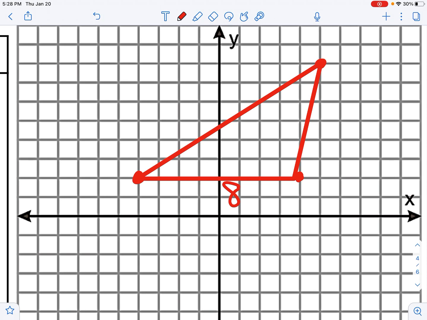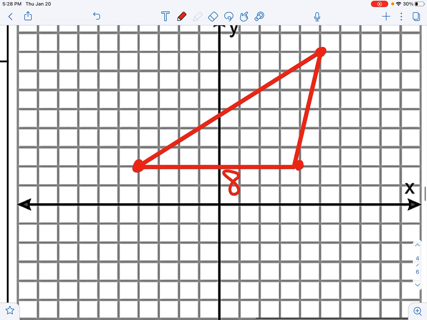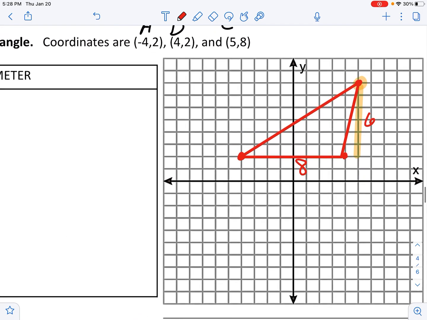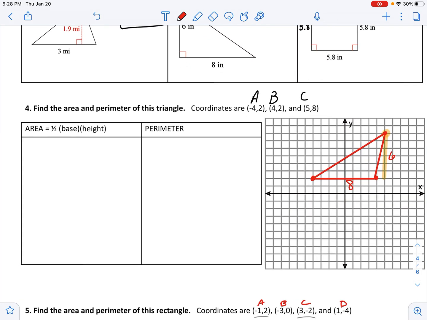Now this is the part that's a little bit tricky. I need to figure out what the height is from the top point, the highest point, down to the bottom point. So the height here would be this distance outside the triangle, the number of spaces from the highest point to the lowest point. So 1, 2, 3, 4, 5, 6 spaces straight down would be my height. So my area formula for the triangle, 1/2 base times height, well, my base is 8 and my height is 6. So this would be 24 square units.